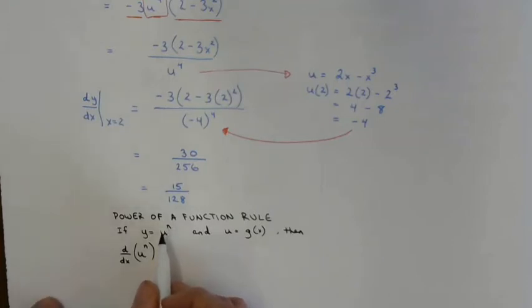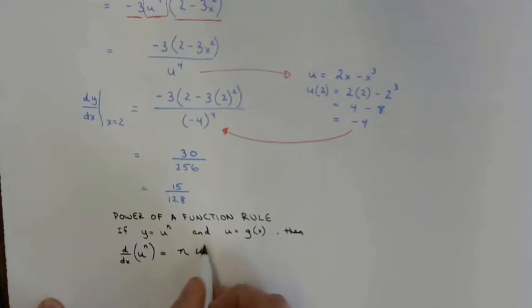Okay? Then what do we do? We simply take the power law, which is taking n down in front as a multiplier and dropping the exponent by 1. So that notation looks like this: n u to the power of n minus 1. That's familiar.